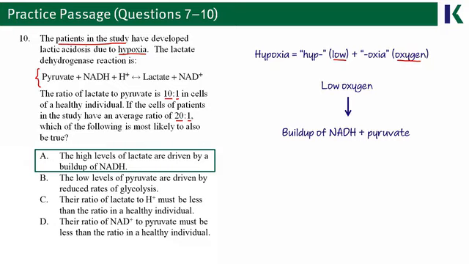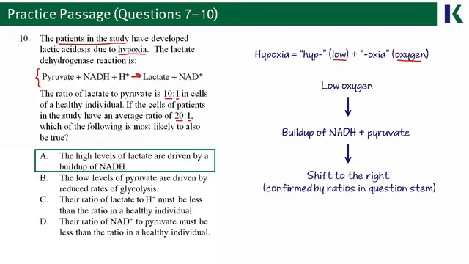when there's no oxygen. But because of that buildup, that means this equation in the question stem is going to shift to the right, meaning it's going to be more of the stuff on the right side here than there would be if oxygen were available. This is confirmed by the question stem, the fact that folks who have this hypoxia have much more lactate, a 20-to-1 ratio, than normal folks do. They only have a 10-to-1 ratio.